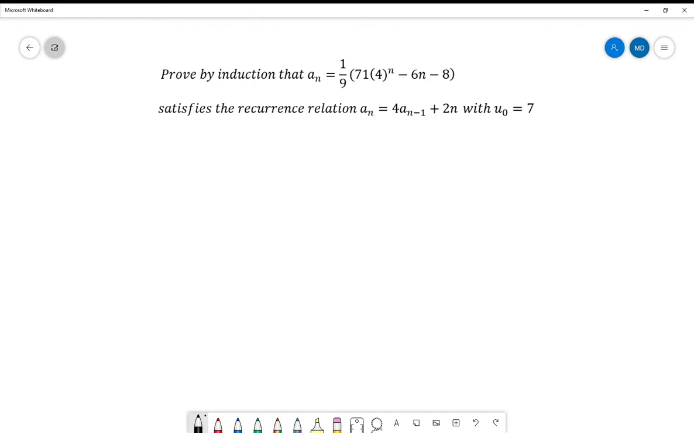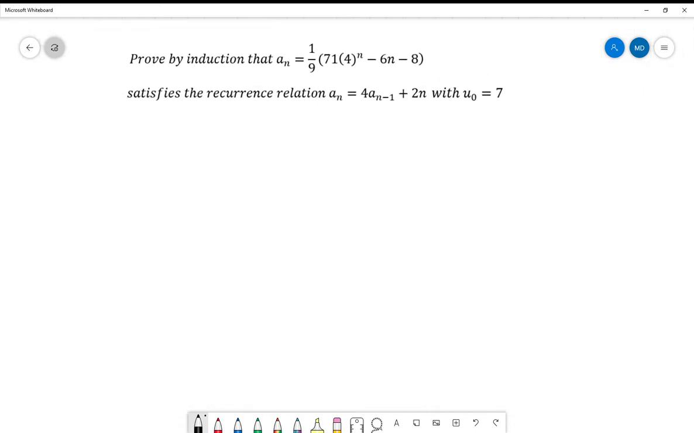Now, recurrence relations lend themselves to induction very, very nicely. And the reason is because they are basically already using the concept of induction to create them. We're taking one thing and taking the step to the next thing. So it works really, really well.